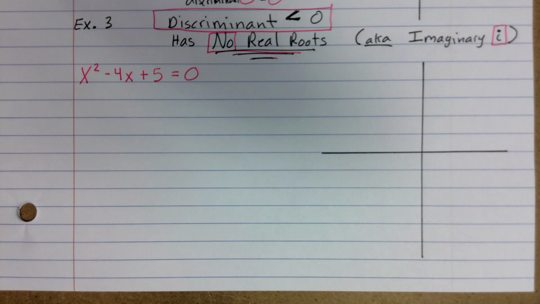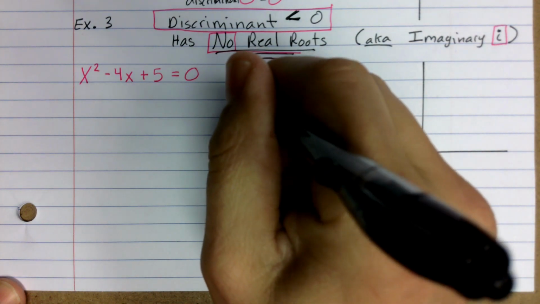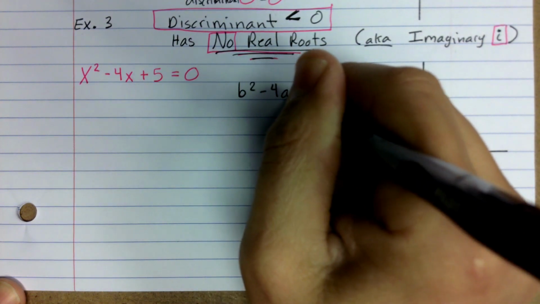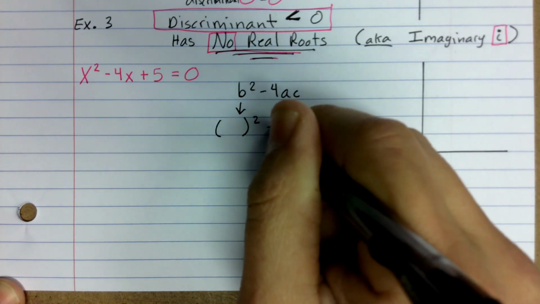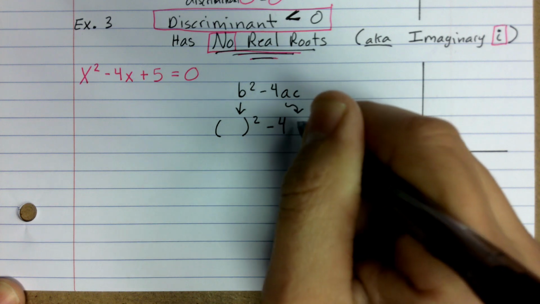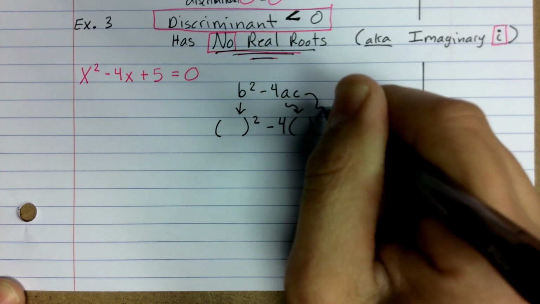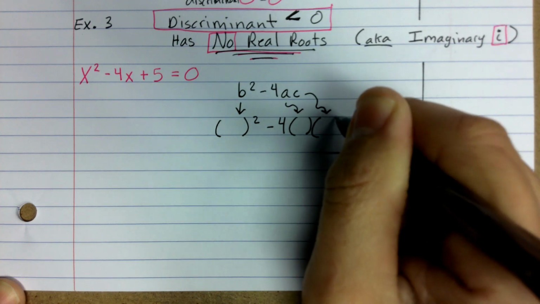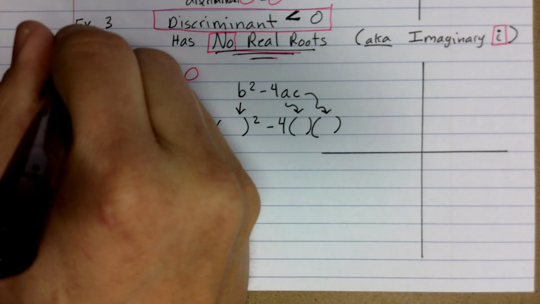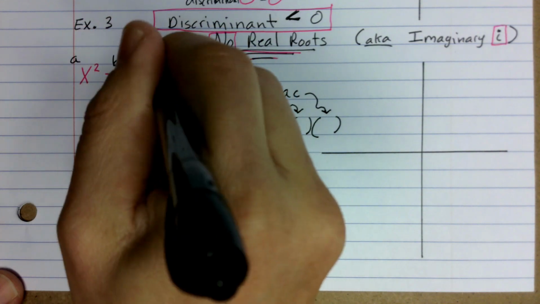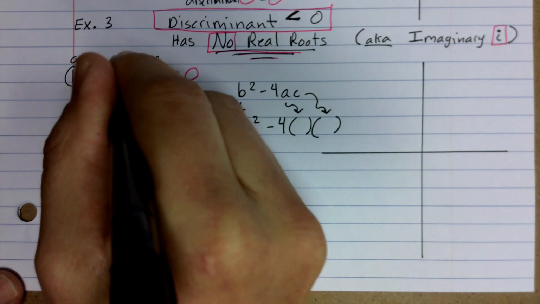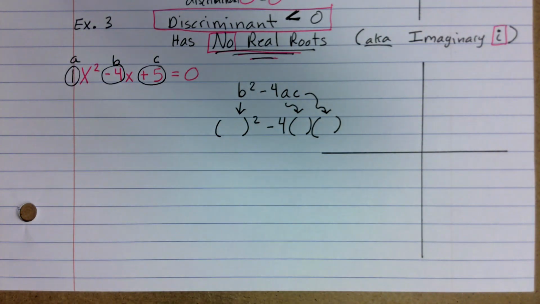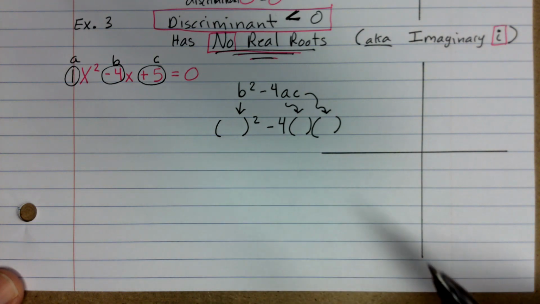And for our last example, we have this situation right here. So let's go ahead and get our discriminant. I'm going to write b squared minus 4 times a times c. I'll leave a set of parentheses to put in my b value and square it, minus 4, parentheses for my a value, and parentheses for my c value. Now I'm going to go ahead and label this. This is my a value, my b value, and my c value. So my a value is going to be 1, b is going to be -4, and c, the constant, is going to be 5. So we're going to write those inside of our discriminant right quick.